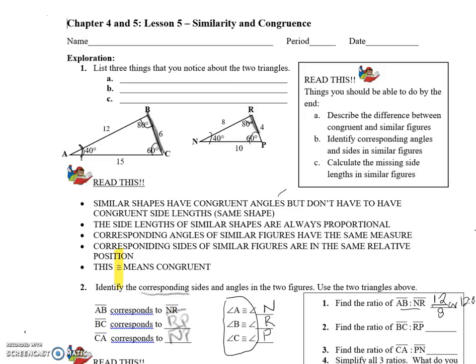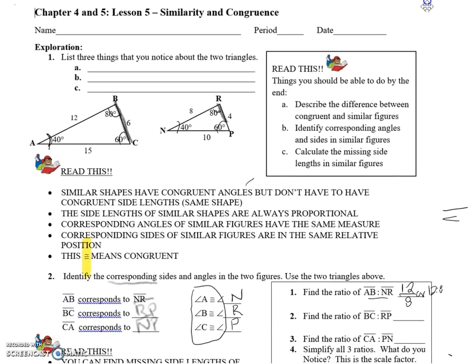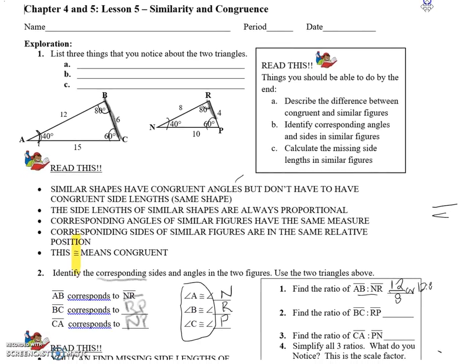So I'm going to try to move this over. Oh, it won't allow me to. There we go. All right. So find the ratio of BC to RP. BC here is 6. So I'm going to go 6 to, maybe I'll write the letter 6 to, and that's 4. And then CA to PN. CA is 15. PN is 10. So those are the ratios.